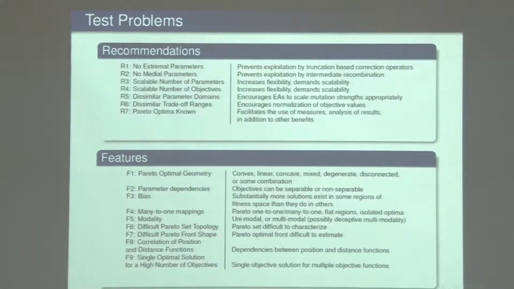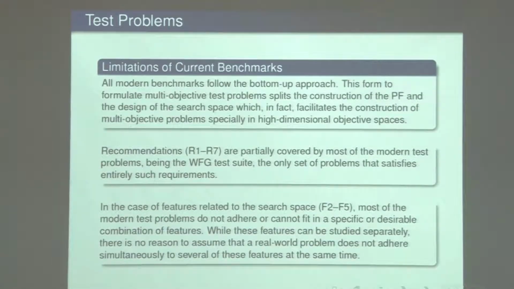A difficult Pareto set topology, so a Pareto set that is difficult to characterize, rather than using a regular shape like a sphere. Try to use a non-regular shape. Difficult Pareto Front shape, correlation of position and distance functions, and a single optimal solution for a high number of objectives. So all these are very important features. Some limitations of the benchmarks we have today. Well, all of them follow the bottom-up approach, the ones that we are using today.